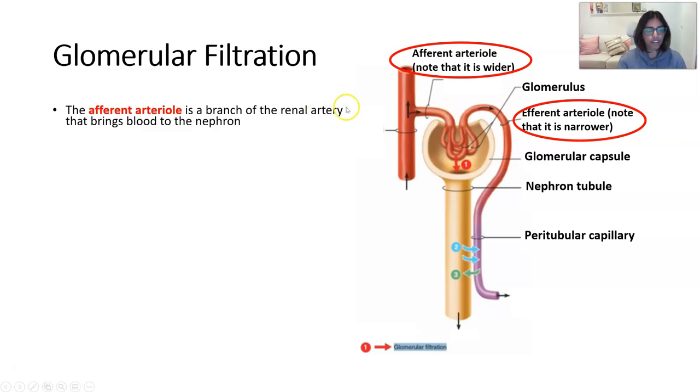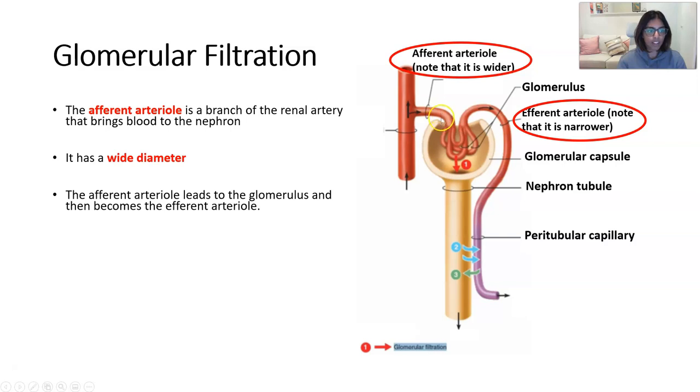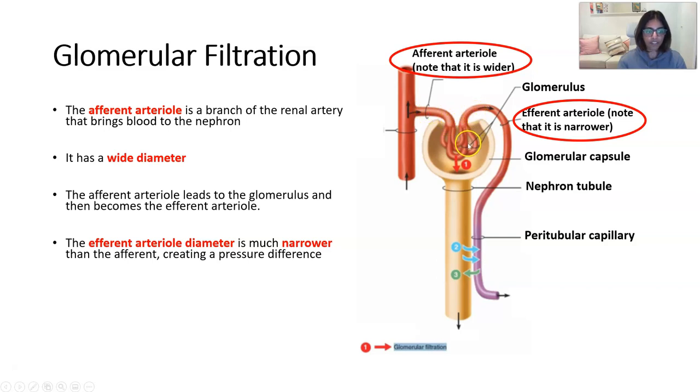The afferent arteriole branches off from the renal artery and it brings blood to the glomerulus at the nephron, and that blood is under relatively high pressure. Now, as we've just said, the diameter of the afferent arteriole is much wider, and as it goes into the glomerulus, it starts to turn into the efferent arteriole, which is much narrower. Because we have got this narrowing effect going on here, it creates a pressure difference.